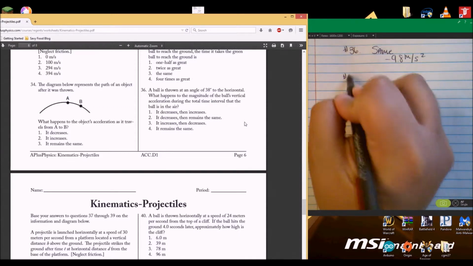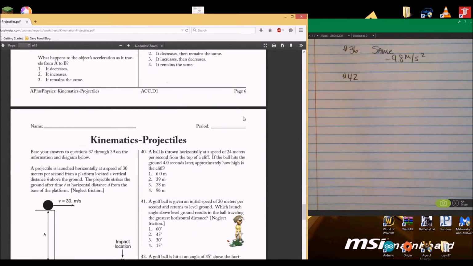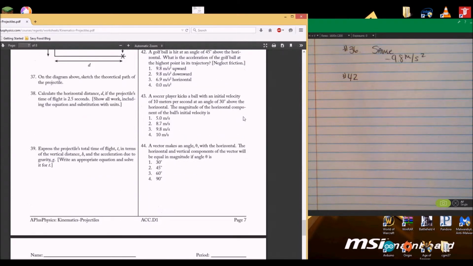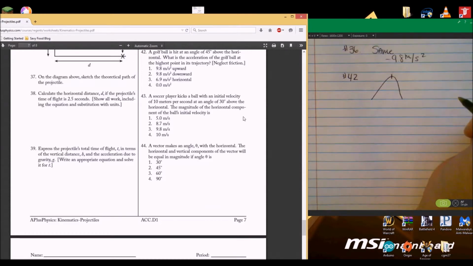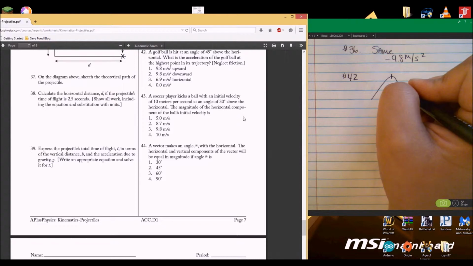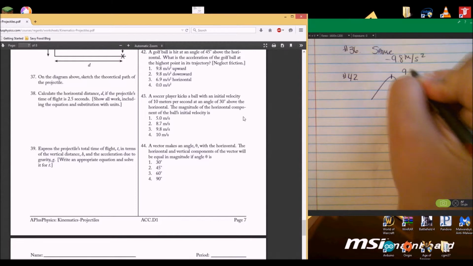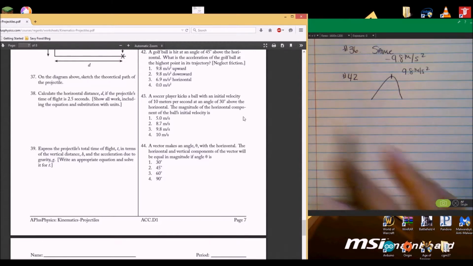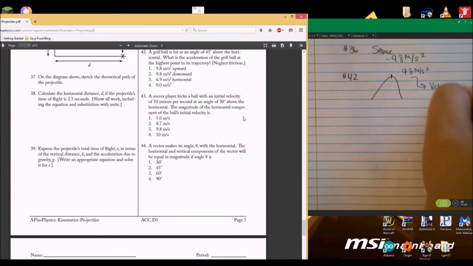And the next question we're going to do is question number 42. A golf ball is hit at an angle of 45 degrees above the horizontal. What is the acceleration of the golf ball at the highest point of the trajectory? Neglect friction. So if we have a parabola, at the very peak of the parabola, your acceleration of the golf ball at the very highest point is going to be 9.8 meters per second squared. As gravity doesn't go away. However, the velocity is going to be 0 meters per second.